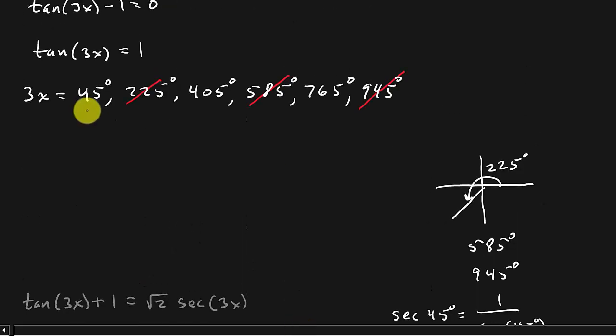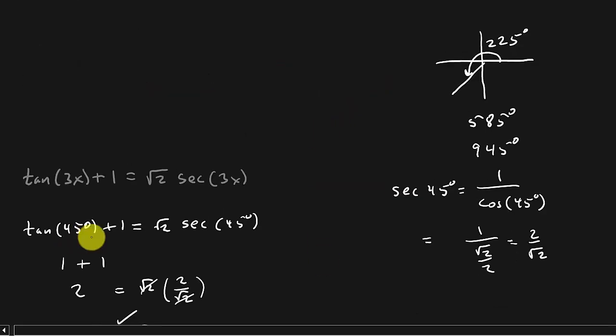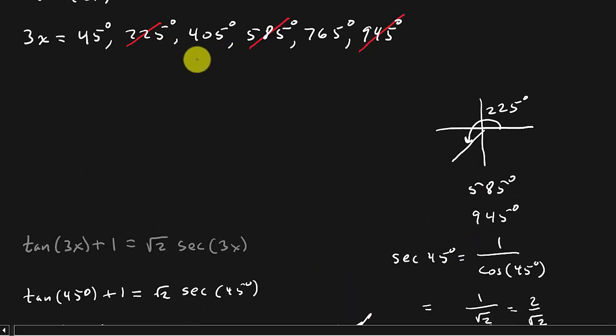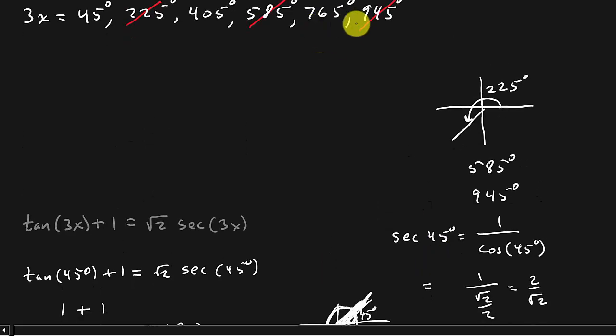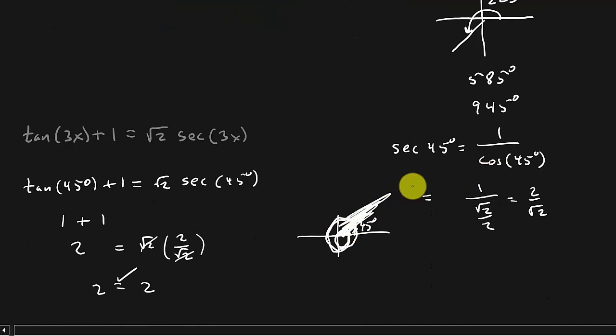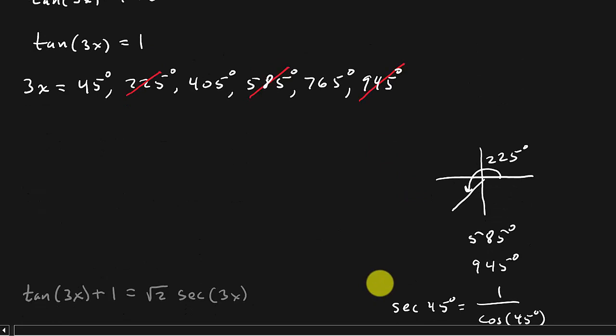And I'm not going to do it, but you're going to get the same thing if you put in 405 and 765. You would just have to plug those in. But we know that they're going to work, and how do we know that? Because there's 45 degrees, right? When I went around the second time to get the 405, it's the same terminal side. And then when I went around another time and got the 765, they're all landing here on the same terminal side. So they're all going to check. All right. And so those are my solutions.